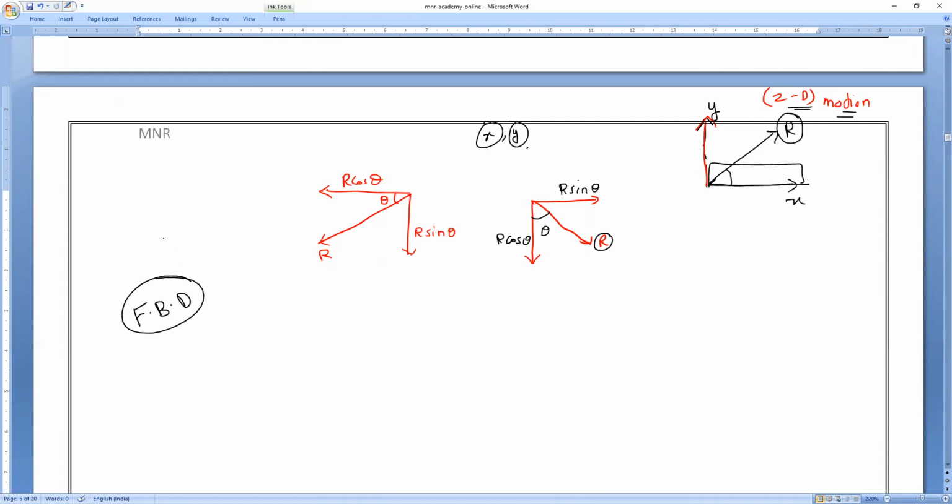Sir, you have written R cos theta. Is it the normal force? No, this R means resultant force. Be very careful. R cos theta means, suppose this force is, for example, 5 newtons. Then this is 5 sin theta and here this is 5 cos theta. Clear? That value. Understand?